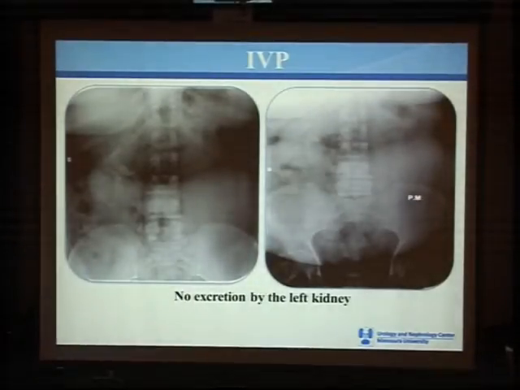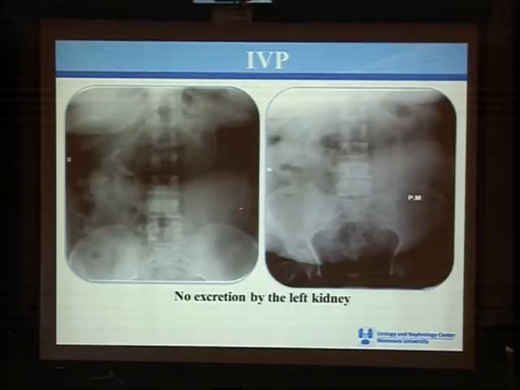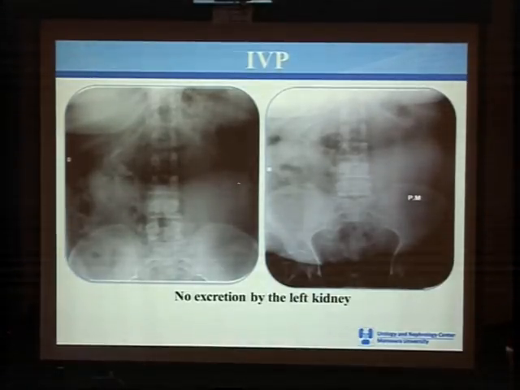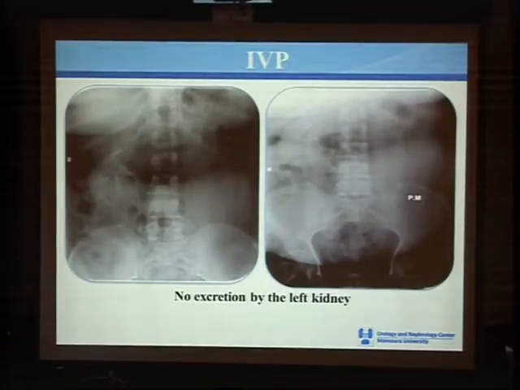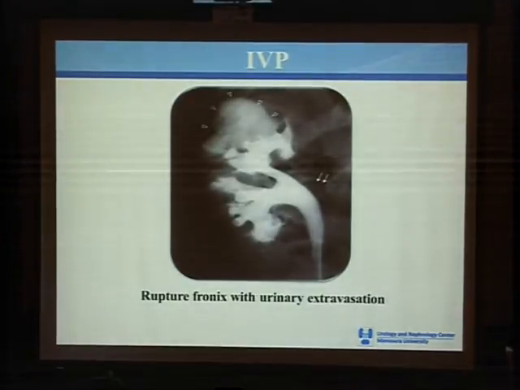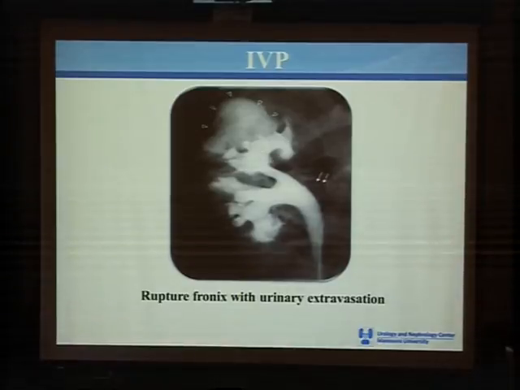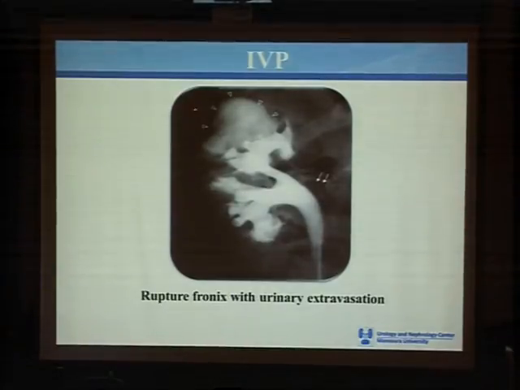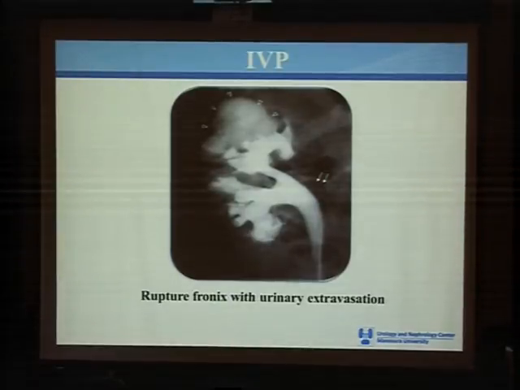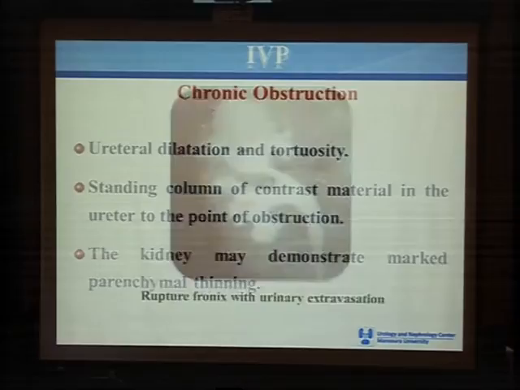This is another example of no excretion of dye at all. Here, this is a normal right kidney, and here, because of acute renal colic, there is no excretion of dye by the left kidney. This is an example of rupture of a fornix. The minor calyx is ruptured, and the dye is extravasated outside the kidney. This is a sure sign of acute obstruction.